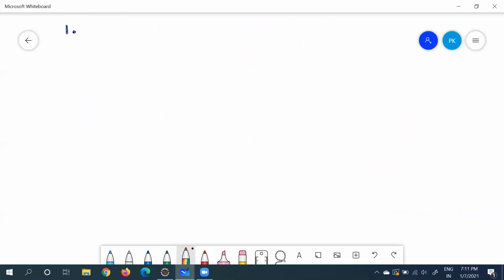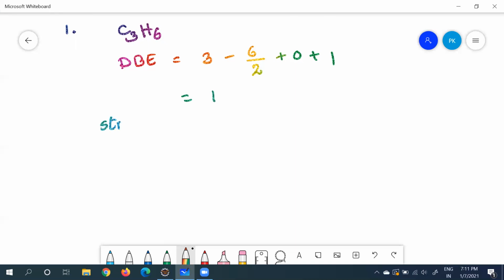Now the first example, take C3H6. Now calculate DBE for this. Double bond equivalence is equal to number of carbons, 3, minus number of hydrogens. We don't have any halogens, so 6 hydrogens divided by 2. Is there any nitrogen? No nitrogen, so plus 0, plus 1. That is equal to 3 minus 3 is 0, plus 1, that is 1. That means we can write the possible structures.